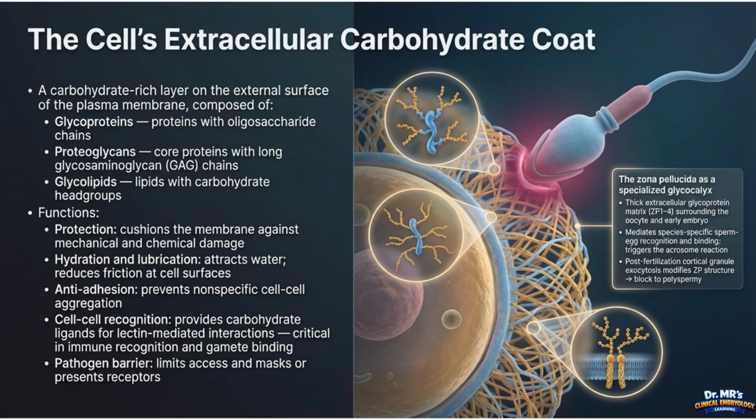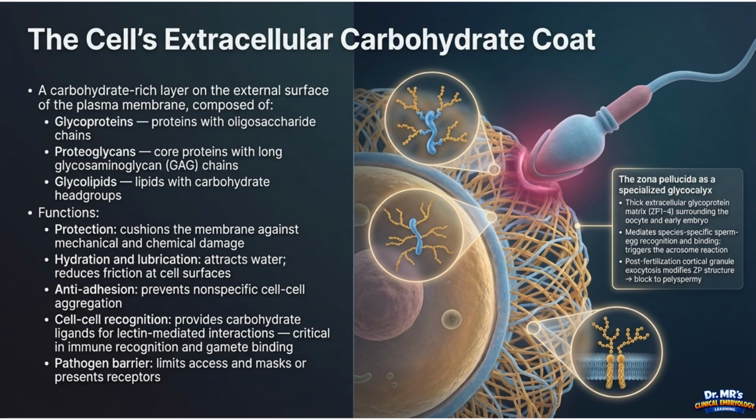And critically, it provides specific carbohydrate ligands that mediate selective cell-cell recognition, including the interactions between sperm and egg. Now here is where this becomes directly relevant to your clinical practice. The zona pellucida, the thick glycoprotein matrix surrounding the oocyte and early embryo, is essentially a highly specialized, massively elaborated form of glycocalyx. Zona pellucida in humans is composed of 4 glycoproteins designated zona pellucida 1, 2, 3, and 4.